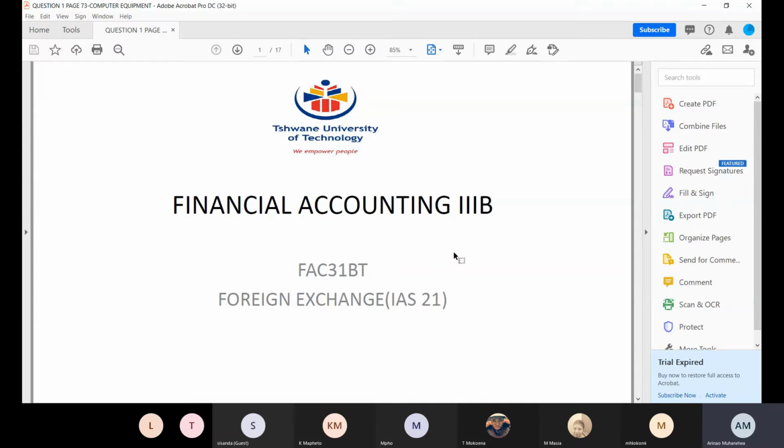Now, the question is, when you prepare the financial statement, which currency you need to use? That is the key issue. So this standard is here to assist us. This standard is here to assist us as to say, what are the principles of converting from one currency to the next? And what is the functional currency?